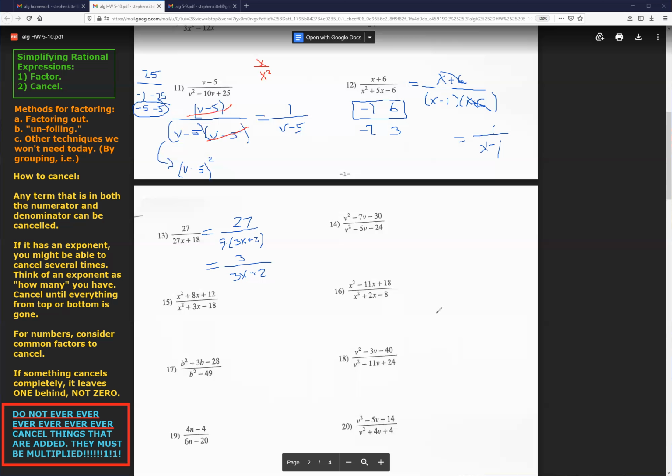All right, 14. That's going to be a double factor, top and bottom. I don't know how comfortable you will be with your factoring of this, but I'm going to go through this a little on the quick side. So we got a v and a v. Multiplies to -30, adds to -7 is going to be -10 and plus 3. And then we've got the same thing on the bottom, only now it's -5 minus 24. That's going to be a -8 and a plus 3. And the v plus 3's will cancel. We are left with v minus 10 over v minus 8.